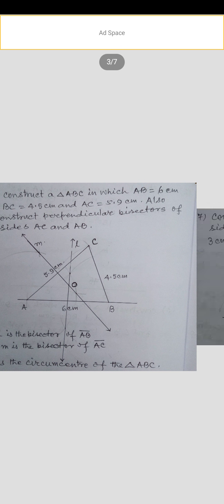Next question. 7. Construct a right angle triangle in which the sides containing the right angle are 3 cm and 4 cm. Measure the hypotenuse. You are given the two sides and one angle, which is 90 degrees, a right angle triangle.